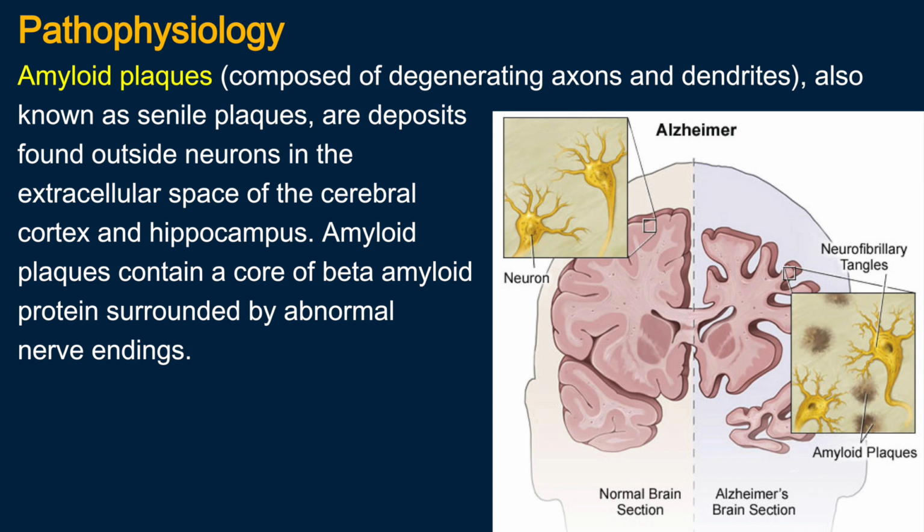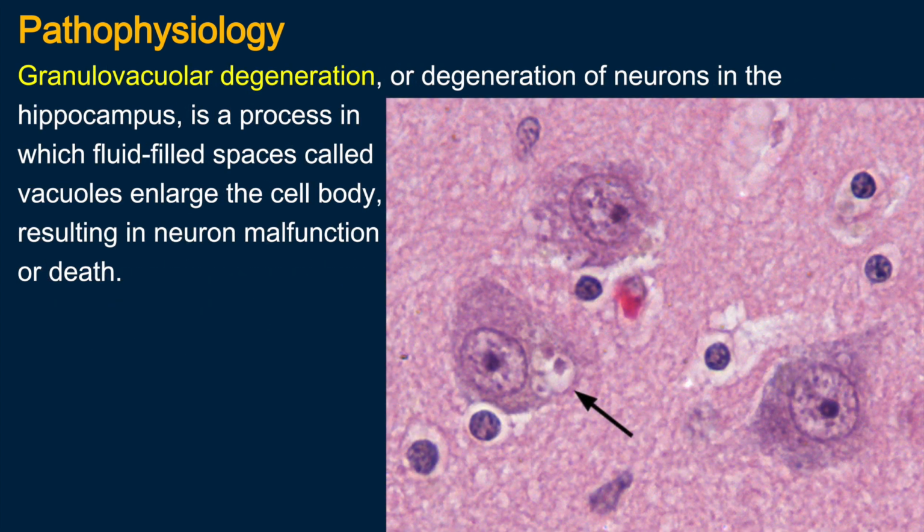Next is amyloid plaques. It is composed of degenerative axons and dendrites, also known as senile plaques, are deposits found outside neurons in the extracellular space of the cerebral cortex and hippocampus. Amyloid plaques contain a core of beta amyloid protein surrounded by abnormal nerve endings. The third feature is granulovacuolar degeneration, or degeneration of neurons in the hippocampus, a process in which fluid-filled spaces called vacuoles enlarge the cell body, resulting in neuron malfunction or death.